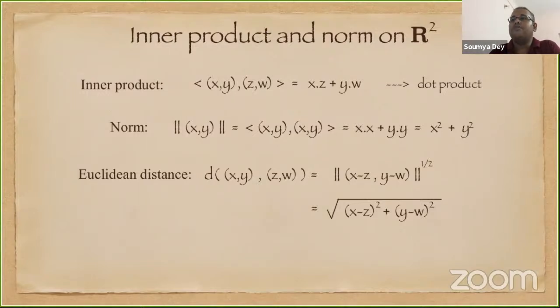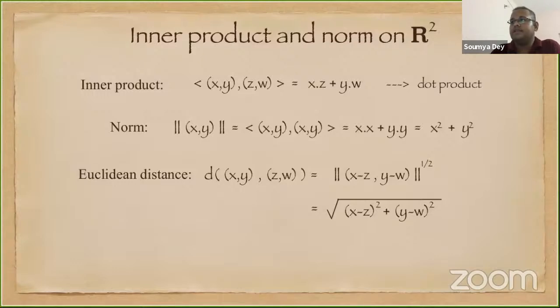And now finally, how do you come up with the final expression of Euclidean distance between these 2 points, (x, y) and (z, w)? You basically take the norm of the difference of the first coordinates, comma, the difference of the second coordinates, and take the root, to the power half. So this will give us basically the expression we usually encounter. This is our Euclidean distance on R2.